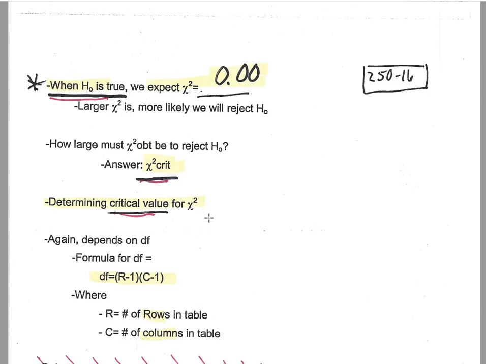Determining critical value for chi-square. As was the case with most other statistics this semester, it depends in part on the degrees of freedom for the analysis. Here's the formula for computing degrees of freedom for a chi-square test of independence. Take the quantity r minus 1, multiply it by the quantity c minus 1, and that gives you the degrees of freedom. Uppercase R represents the number of rows in your table, and uppercase C represents the number of columns in your table.